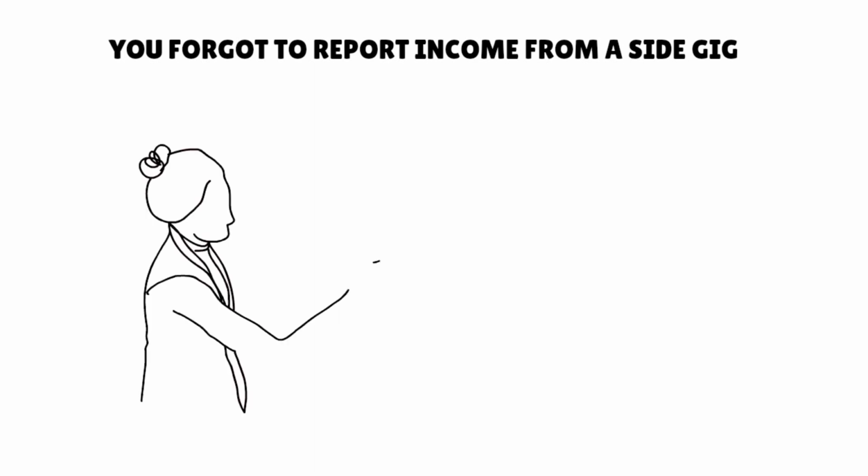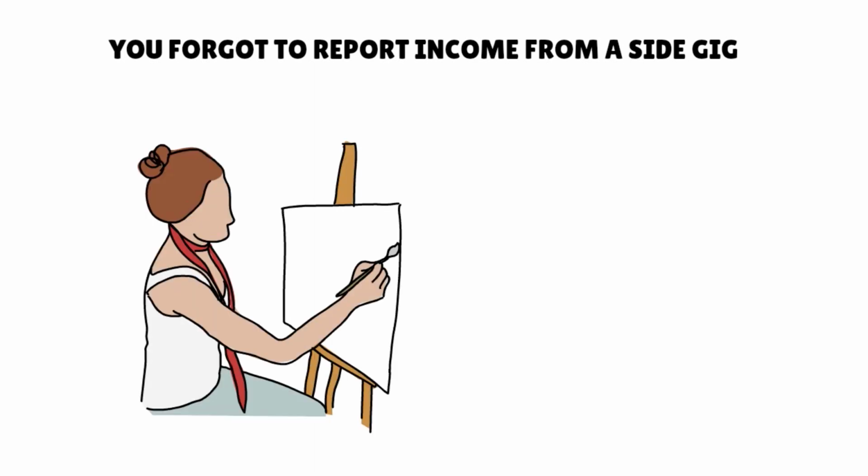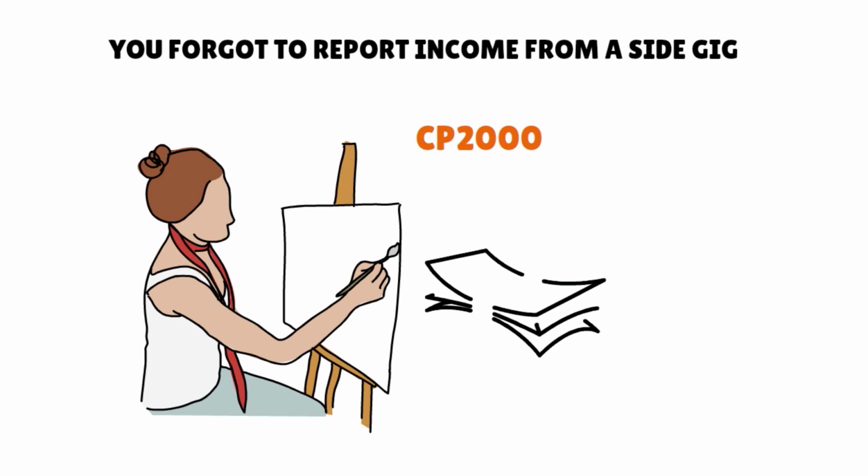You can also file an amendment if you forgot to report income from a side gig, right? So let's say you worked a side gig but had no idea you had to report the extra income on your federal income tax return. So you went ahead and filed your taxes, but after, you received a CP2000 notice from the IRS alerting you that the information the IRS has on file doesn't match what you reported on your tax return. Then you have to file an amended tax return, right? Because in this case, you may have underpaid your taxes.